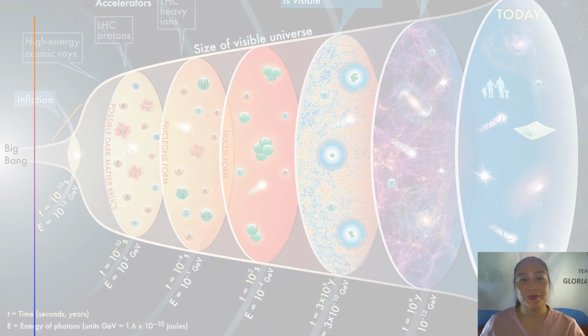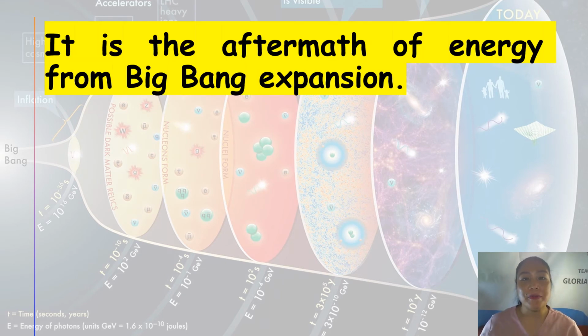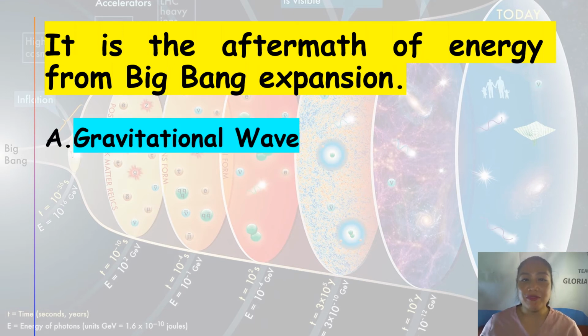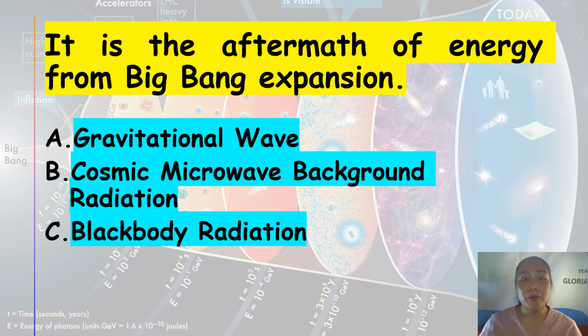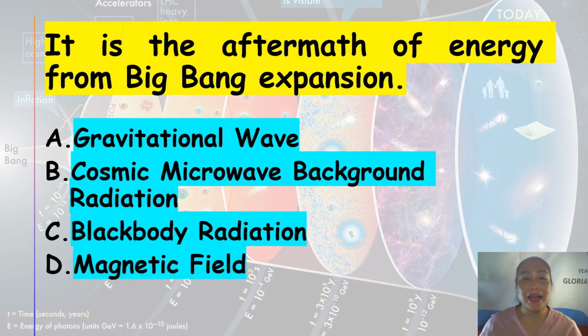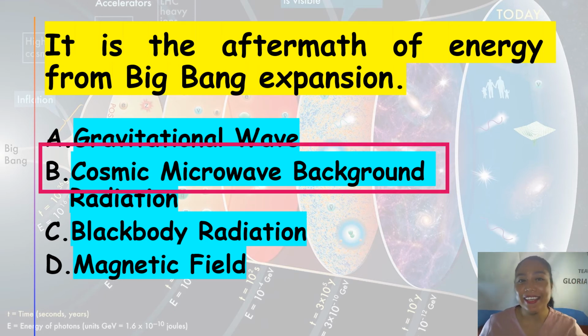Question number 2. It is the aftermath of energy from Big Bang expansion. A. Gravitational wave. B. Cosmic microwave background radiation. C. Black body radiation. D. Magnetic field. That is correct. Cosmic microwave background radiation. Good job! Cosmic microwave background radiation, or CMBR, are the remains of energy created after the Big Bang expansion.